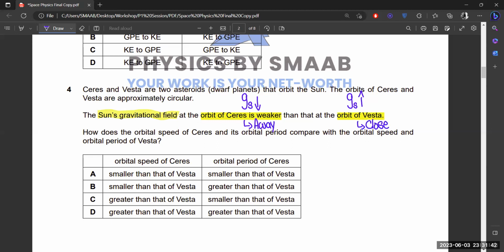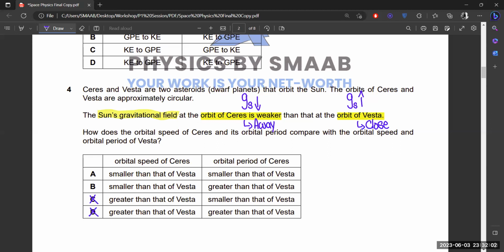Vesta is close to the sun and Ceres is away from the sun. So we know that when Ceres is away from the sun, its speed will be less as compared to Vesta. Smaller, so it means we need to choose smaller. So option C and D is not possible. We need to choose smaller, because we know that Ceres is away.